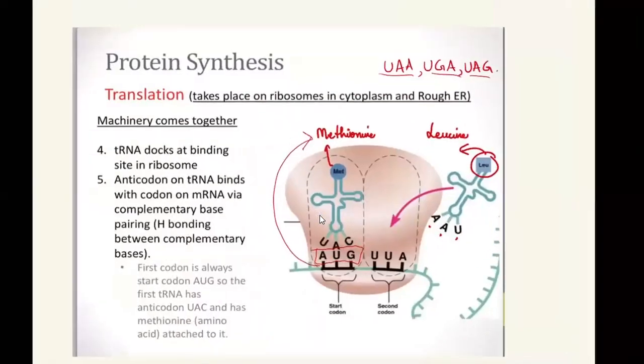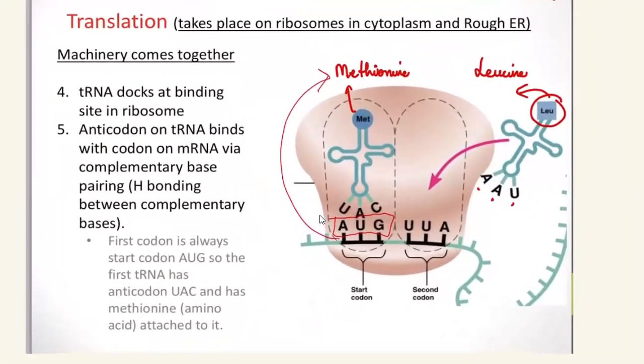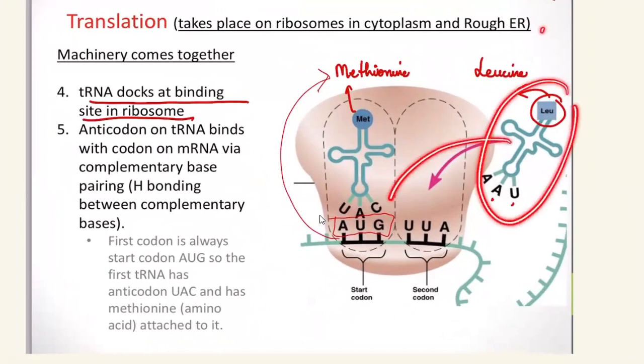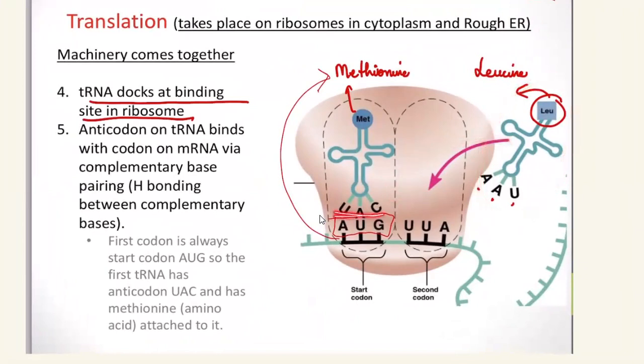Let's see. The tRNA docks at the binding site in the ribosome. Isn't it docking? Look at the tRNA. A little while ago it was up here. For example, it's over here and it's docking. It's docking at a binding site. This will be its binding site, right? In the ribosome. So look at these specific functions of the ribosome, right?